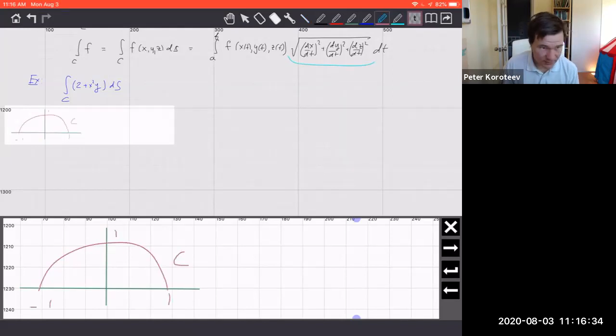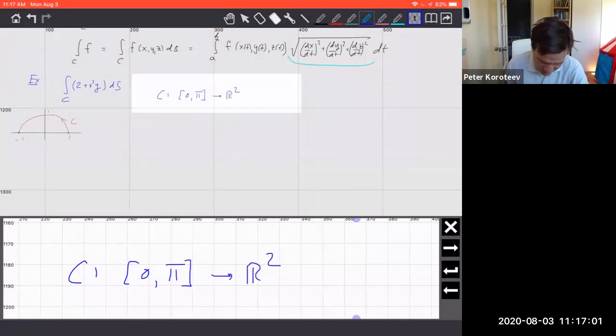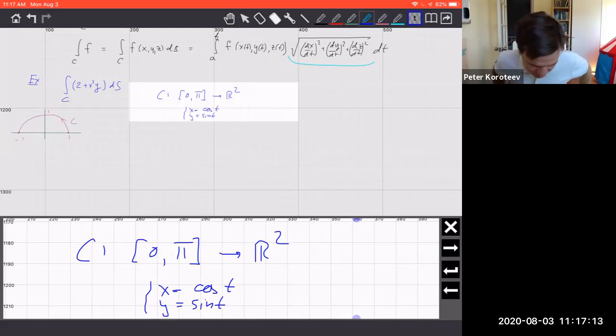From minus 1 to 1, with radius 1. And direction is also important, right? So it goes counterclockwise like this. In order to even define the integral, we need to start off with describing this curve. So curve C will be a map from the interval 0 to pi into R2, defined by the equations x equals cosine t, y equals sine t. And as parameter t varies between 0 and pi, we'll get exactly what we want.